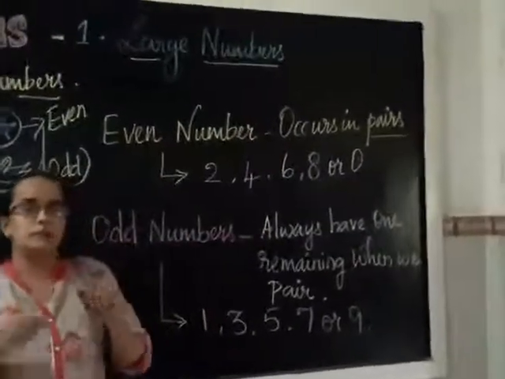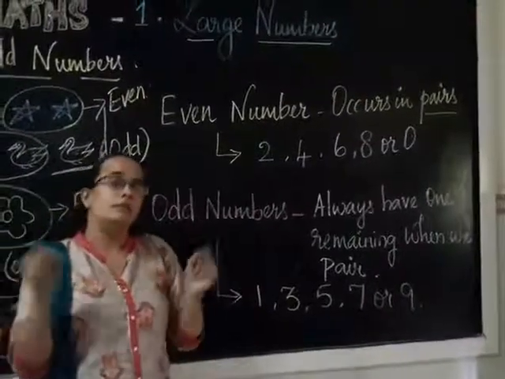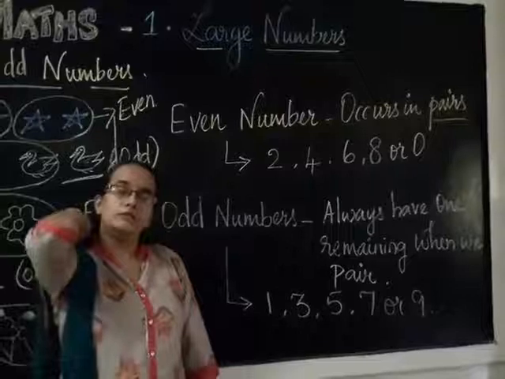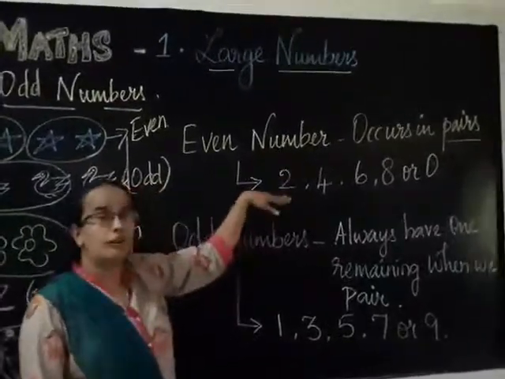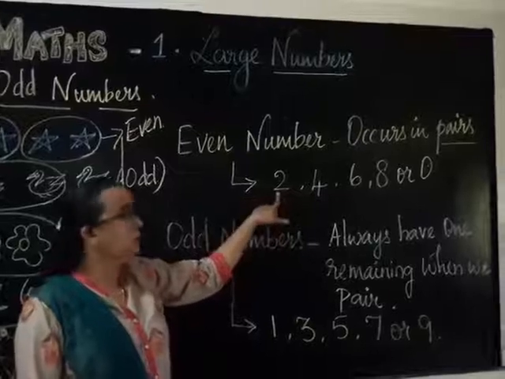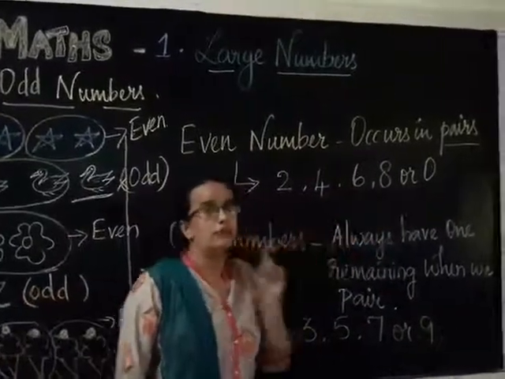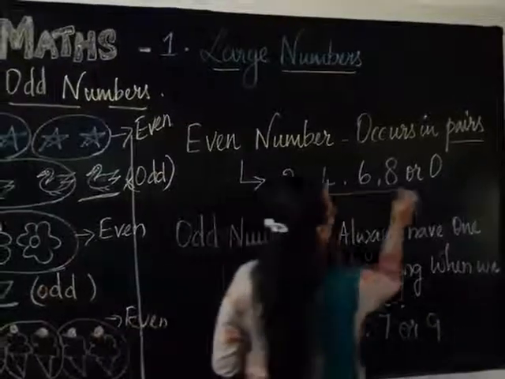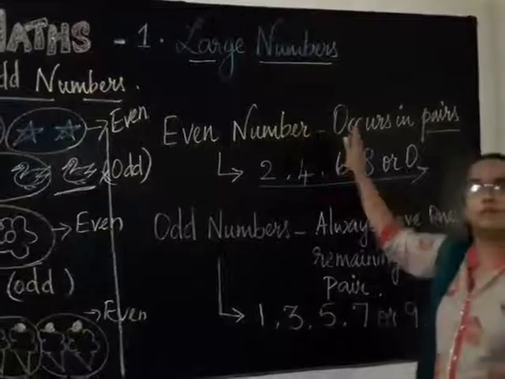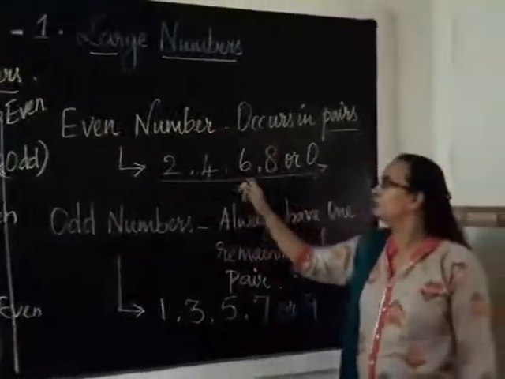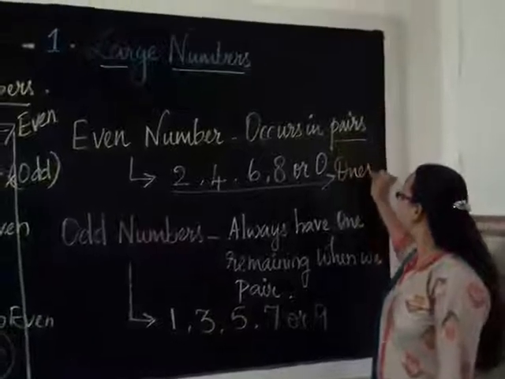Now see, even numbers always occur in pairs. Okay? So when you draw any objects for any number, and when you circle 2, it will always be a pair. So even numbers always end with 2, 4, 6, 8 or 0 in the one's place. So even numbers will always be ending with 2, 4, 6, 8 or 0 in the one's place.